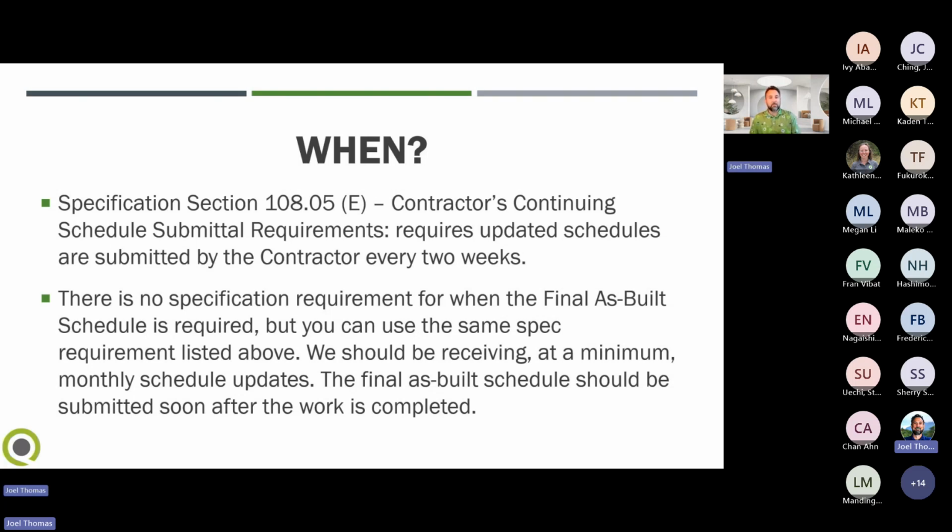There's no specification required for when the final as-built schedule is required, but you can use the same spec requirement listed above. We should be receiving at a minimum monthly schedule updates, so the final as-built schedule should be submitted soon after the work is completed.